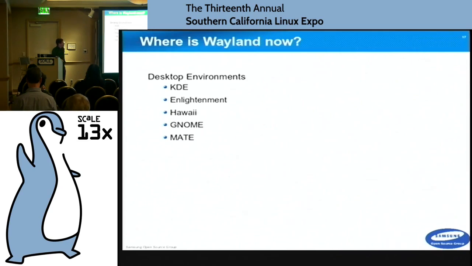Then we have desktop environments. So a couple of the main ones, KDE, Enlightenment, Hawaii, I think, is Wayland focused, GNOME, MATE. Again, this is just a quick sampling. It can be verified that they have been working on Wayland support to one degree or another. So this covers probably, is there anyone in the room who this does not cover?